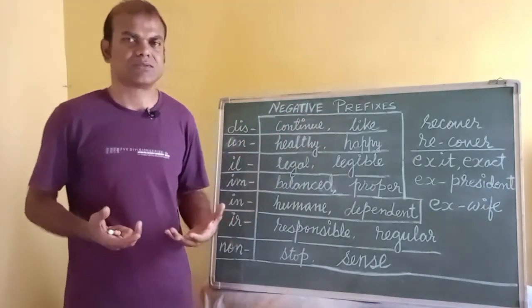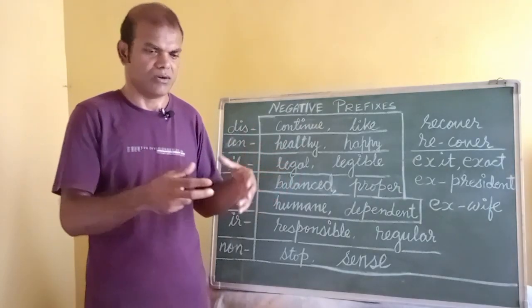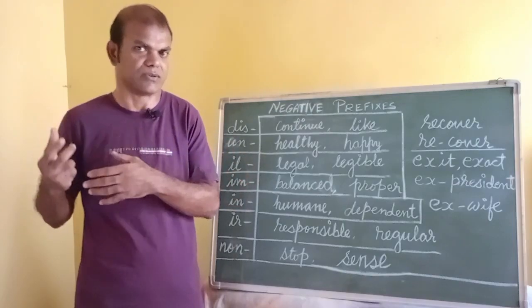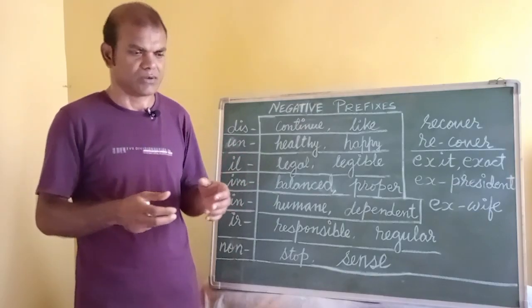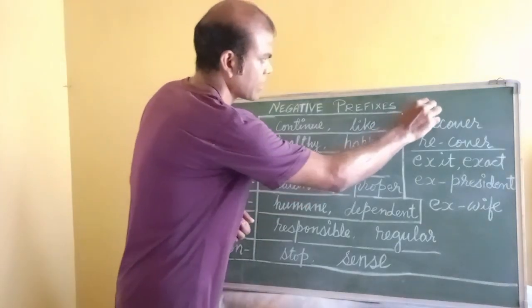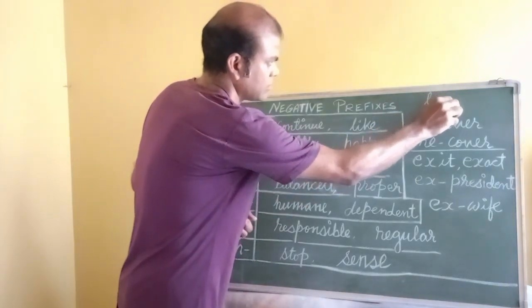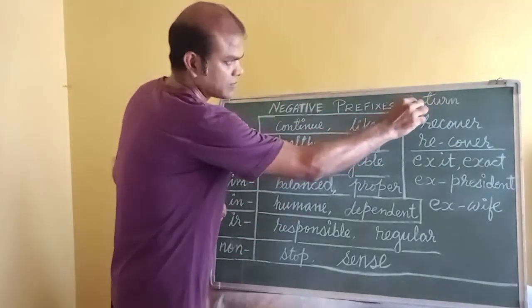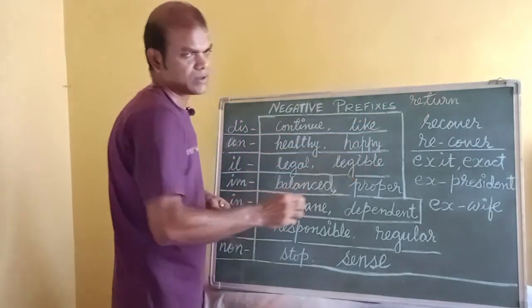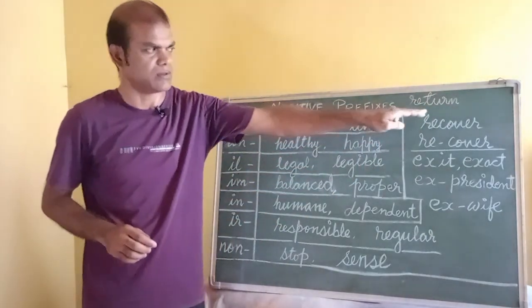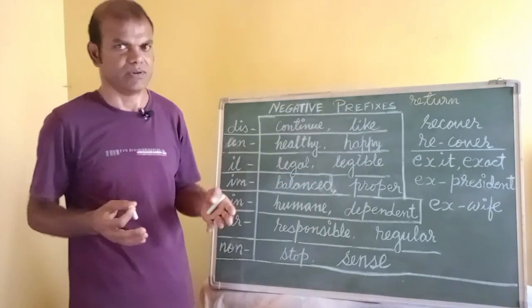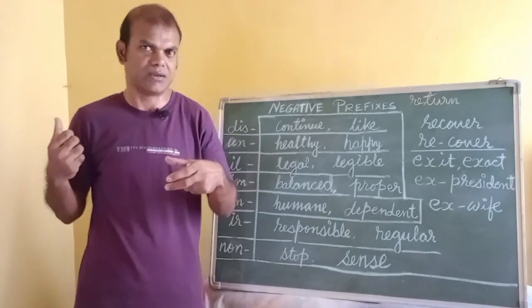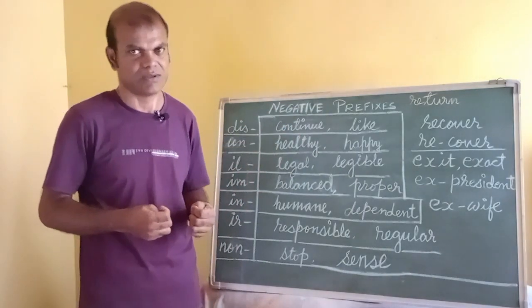Prefix. Now what is a prefix? A prefix is a letter or group of letters. It is a small word which is added to a root word at the beginning. A root word is like turn. This is the root word. If we add re before it, now we added the prefix re, the word is changed, we got a new word. So that small word which we add to a root word at the beginning, which makes a new word, is known as a prefix.